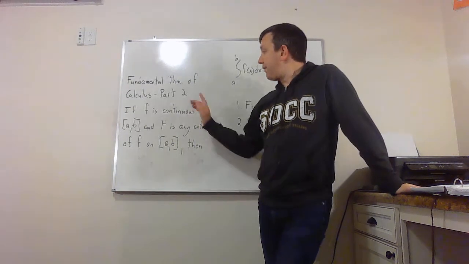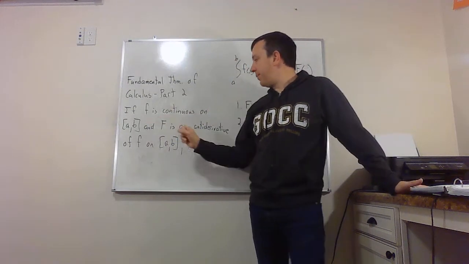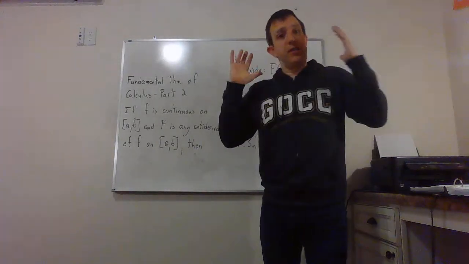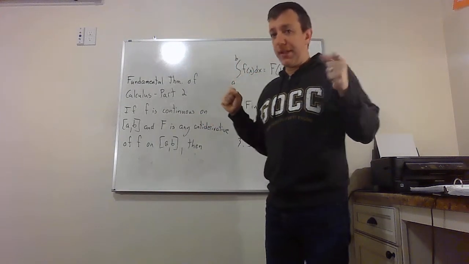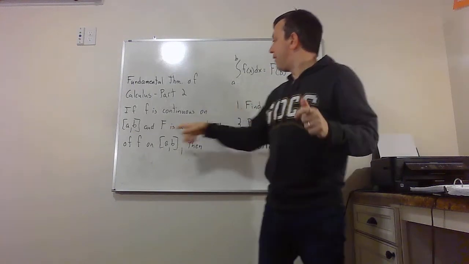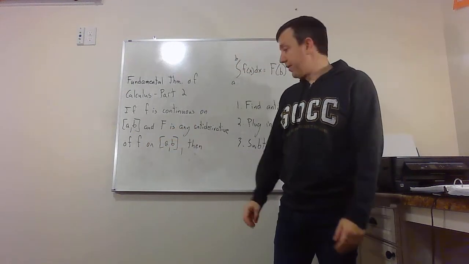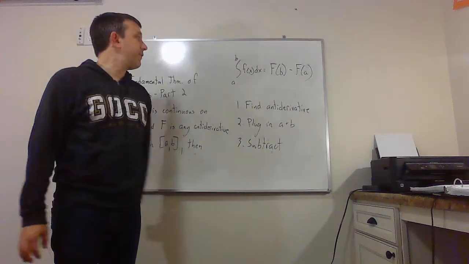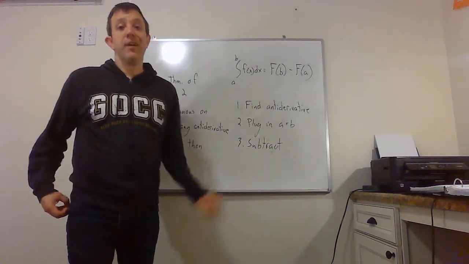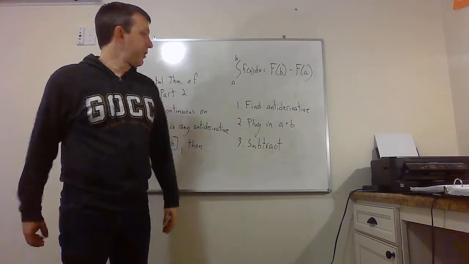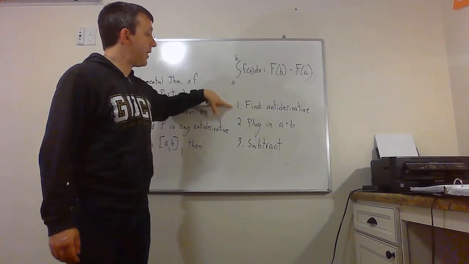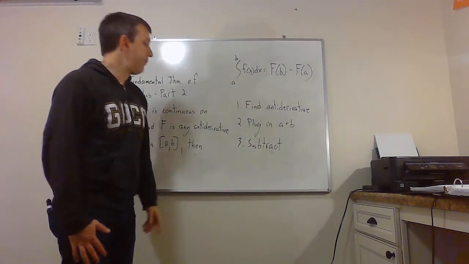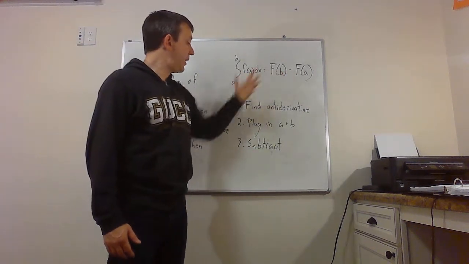It says, if f is continuous on the closed interval [a, b] and capital F is any antiderivative of little f on the interval [a, b], it doesn't even matter which one, and that's going to be kind of nice here in just a minute, then the definite integral from a to b of f of x dx is equal to capital F of b minus capital F of a. In other words, find that antiderivative for the function on the inside. Once you do that, plug in a and b and subtract.